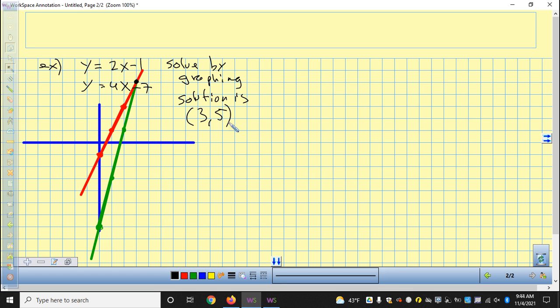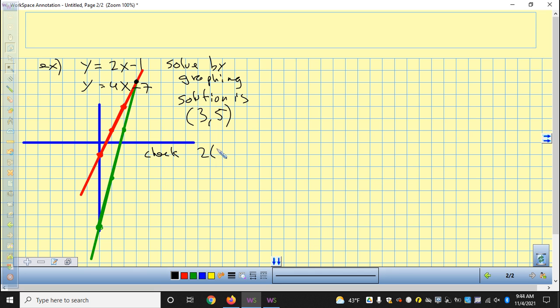That's where the two graphs cross. That would be my solution. I can check my work. I'm going to go down here and check. We don't always have to check, but I just want to show that we can check our work. We're going to plug in x in the first equation and see if it gives us y equals 5.